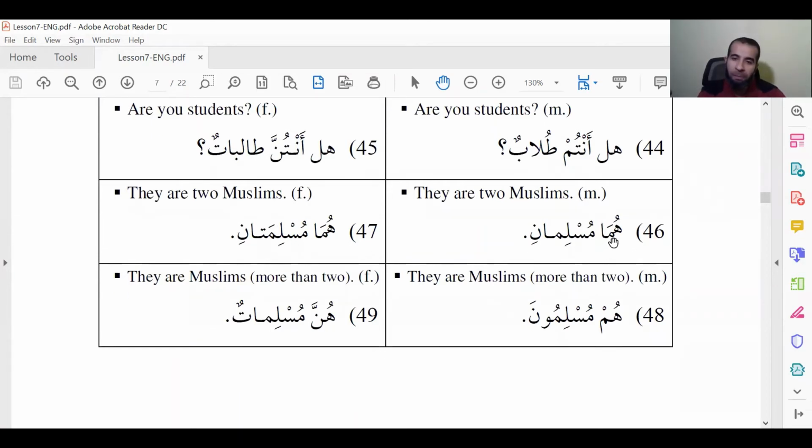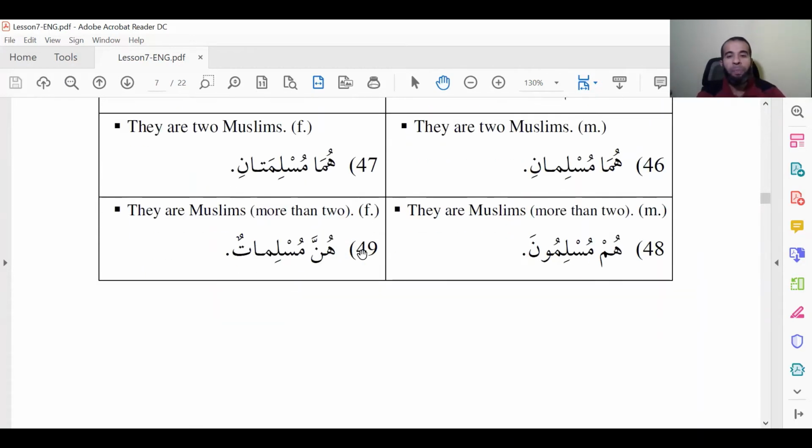بعد هذا, هما is used for both male and female. Third person for dual. هما مسلمان, so this is masculine. هما مسلمان. And هما مسلمتان. There are two Muslims for female. Plural masculine, هم. And feminine, هن.